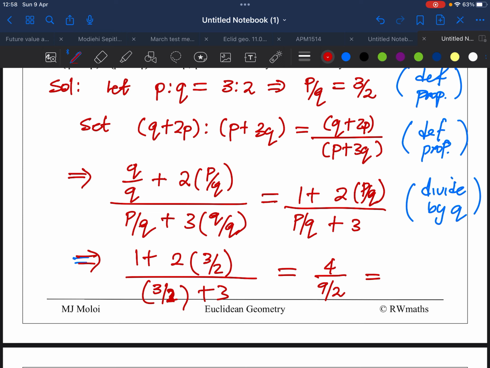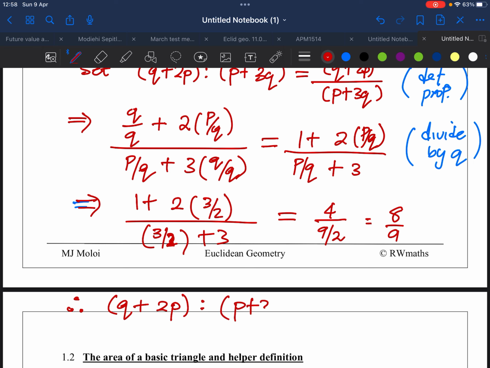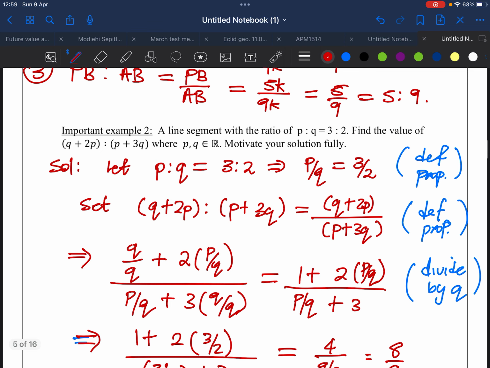So this is equivalent to how much? This is equivalent to 8 over 9 there. So when you conclude, you say, therefore, the value of Q plus 2P is to P plus 3Q is equivalent to 8 is to 9. So this is how you solve important example 2.